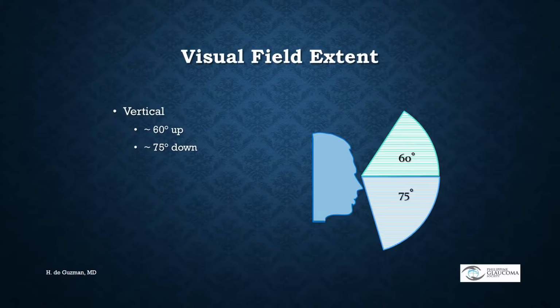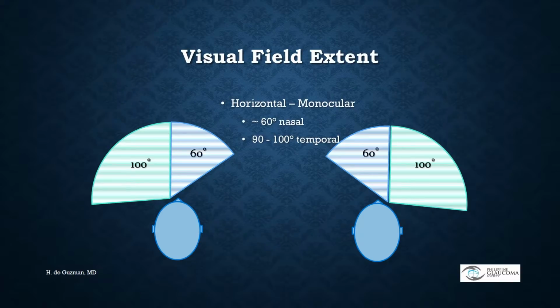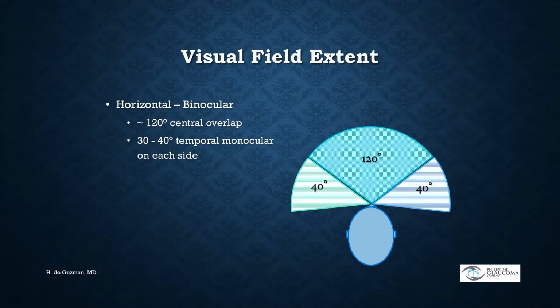Our visual field extends about 60 degrees superior from fixation and 75 degrees downward from fixation. And horizontally, it extends about 60 degrees nasally and 90 degrees temporally. There's about a 120 degree area centrally where the right and left visual fields overlap, and about 30 to 40 degrees temporally where the visual field is monocular.